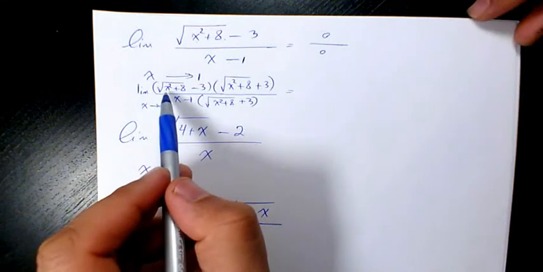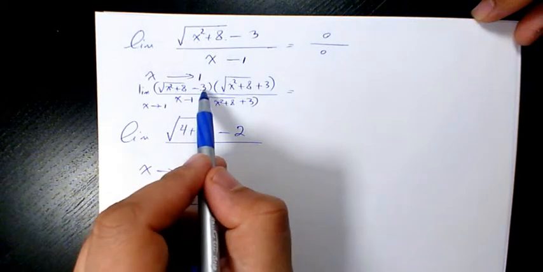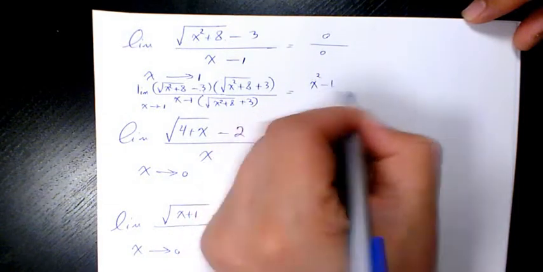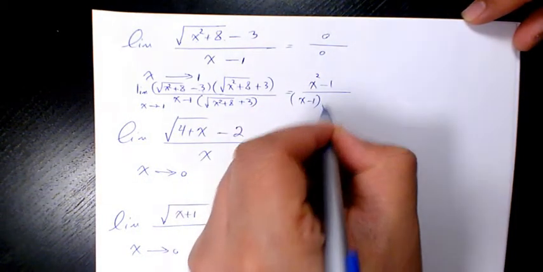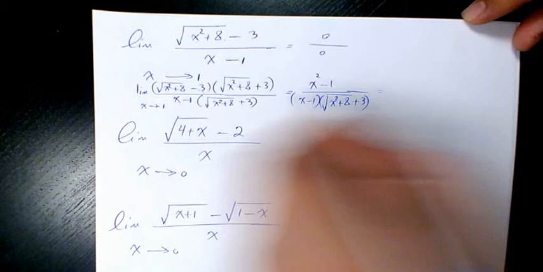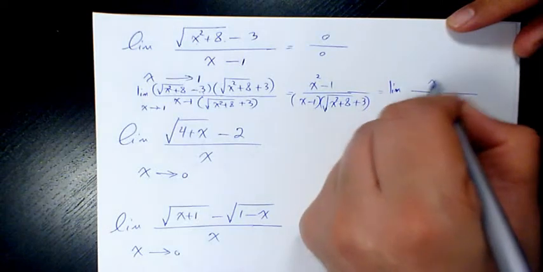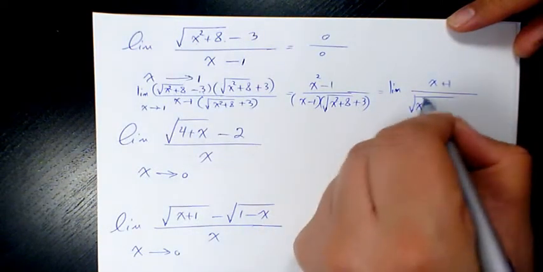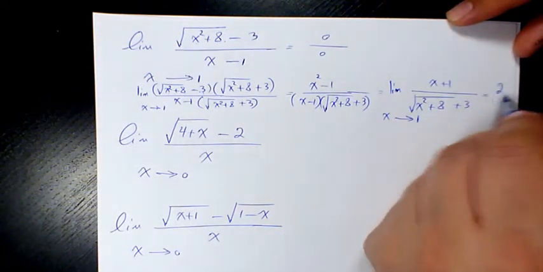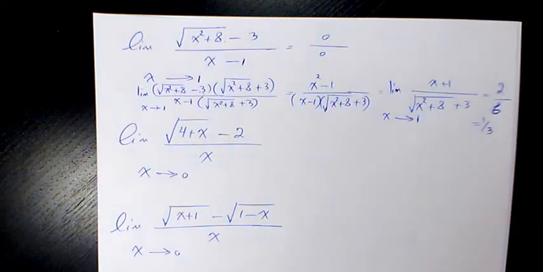Then what you can write here is going to be x squared plus 8 minus 9, because 3 squared is going to be 9, so it's going to be x squared minus 1 over x minus 1 times square root of x squared plus 8 plus 3. When you simplify it, that's going to be x minus 1 times x plus 1, which is going to be the limit of x plus 1 over square root of x squared plus 8 plus 3 when x approaches 1. That's going to be 2 over 6, which is going to be equal to 1 over 3.